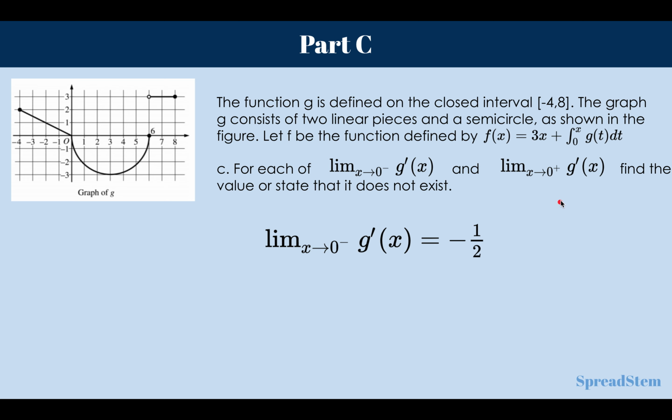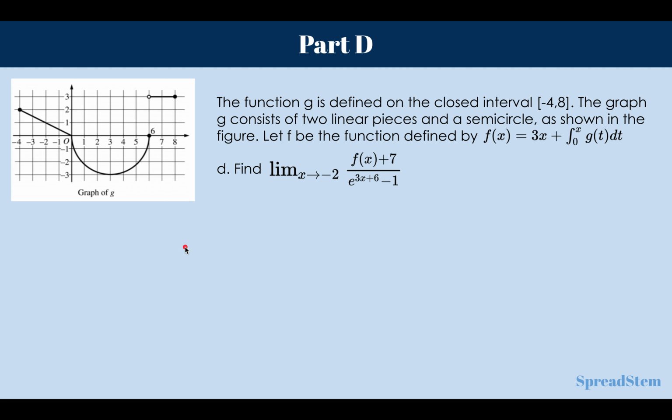Now what about the positive limit, or the right-hand limit? If we follow this circle and see what the tangent approaches, you can see that it approaches a vertical line and leads upwards. So this limit is positive infinity.